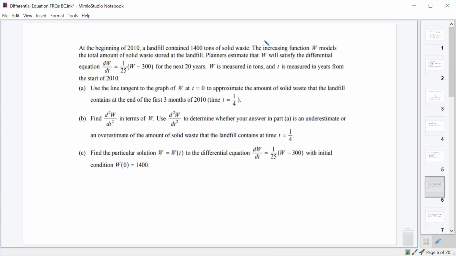Yeah, solid waste. All right, we're going to use a tangent line to W to approximate the amount of solid waste. So let's do that. First off, we need to write the tangent line, and our tangent line should include the point (0, 1,400). And it should include the slope that you get when you plug in 1,400 as W in your differential equation, which is what, 1,100 over 25? What is that? 44? That sound right?